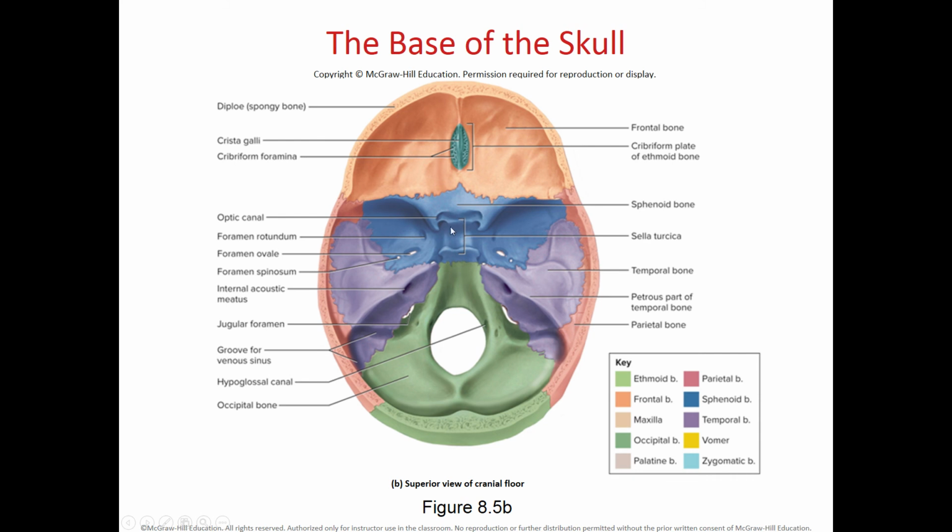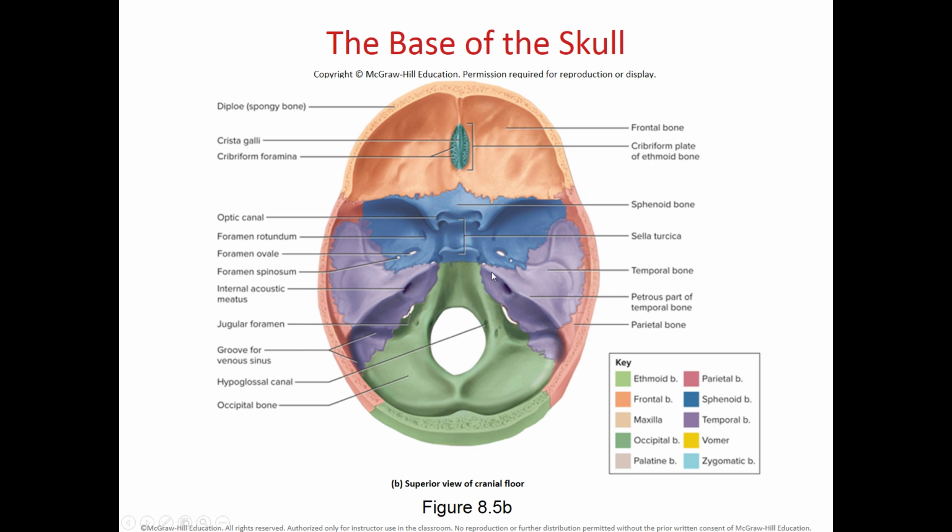Now within this bone, we also have the sella turcica. The sella turcica, or Turkish saddle, helps to protect a part of the endocrine system that is called the pituitary gland. So this is one of the key points there, that the sphenoid bone has the sella turcica, and this sella turcica helps to protect the pituitary gland, or contains the pituitary gland.